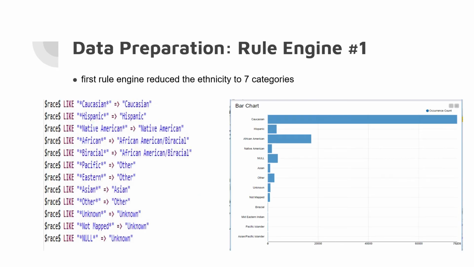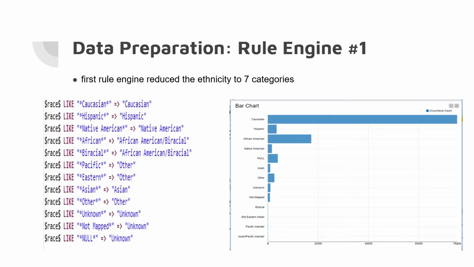On to the rule engines. Now we used rule engines to reduce the categories or groupings for several of our variables to simplify our data set as much as we can for plugging into our model later on.